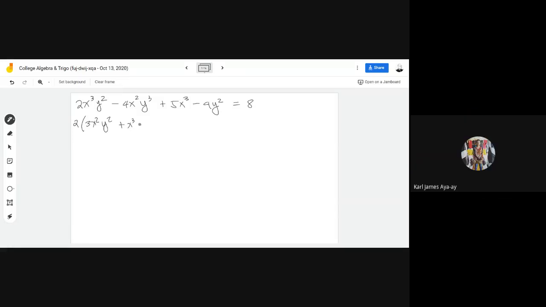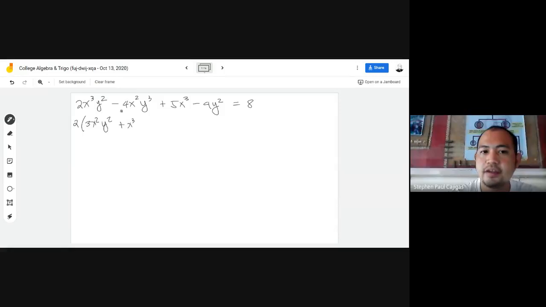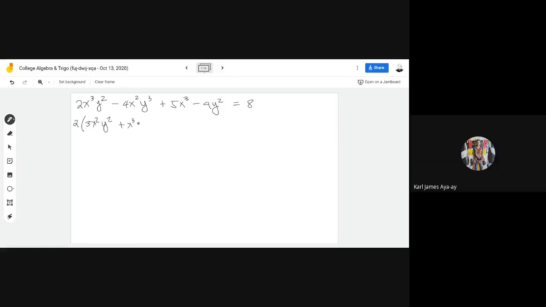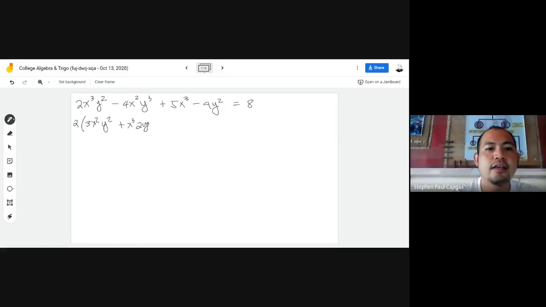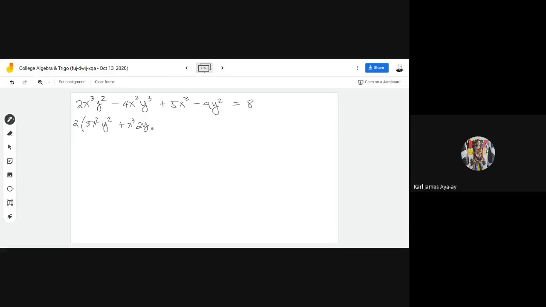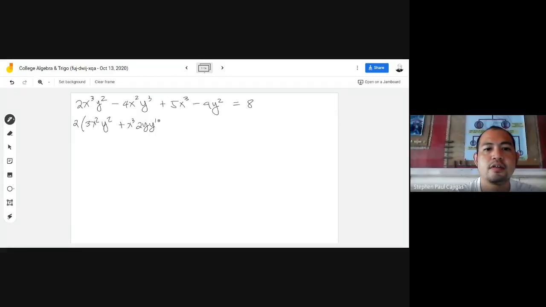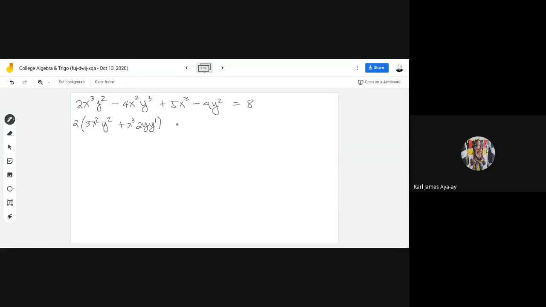So ano natin kuhanin derivative yan na? And y squared. Sige, so ano may derivative ni y squared? 2y, tapos y prime. Okay, good. Tapos close parenthesis.